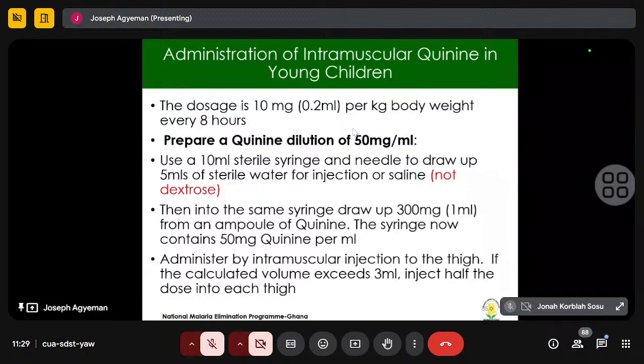If what we have, the ampoule we have, is 2 mils, and it contains 600 milligrams of quinine, and we have a child that needs 200 milligram, we would have to take out at least 0.